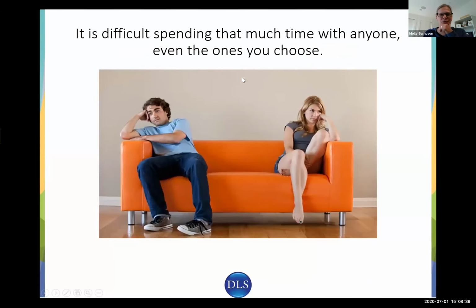Another thing, it's also very difficult to spend time with anyone. Especially now, spending this much time with my husband, which is 8 hours a day, I'm not used to that. That causes its own problems. So even the people we choose. So congratulations to those of you who can spend 6 hours a day with a person that they didn't even choose to do it. Can be hard.